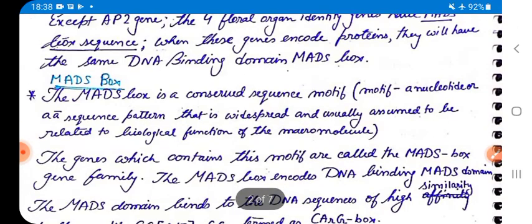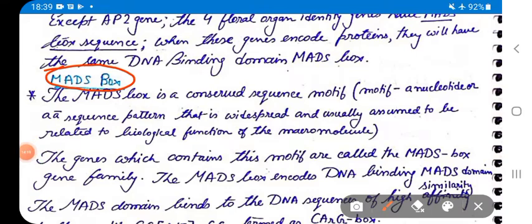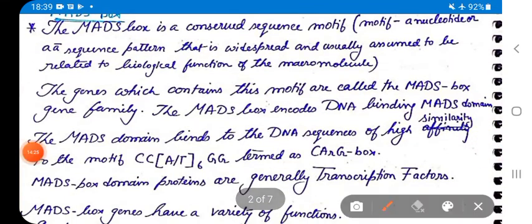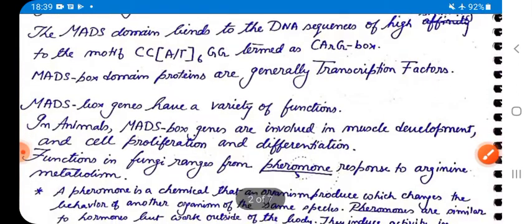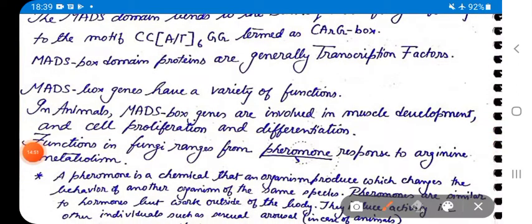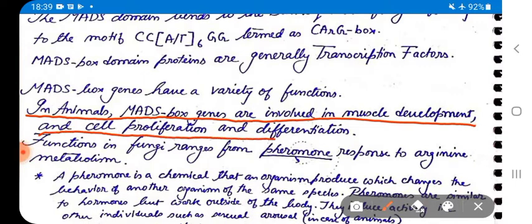I think you have understood this part. I will try to recapitulate, to revise this part again. I have said about the MADS box that all the floral organ identity genes, except AP2, except Apetala 2, have this MADS box. The MADS box is a DNA binding motif and it binds to a sequence called the CArG box. The proteins that have this MADS box domain are transcription factors. And MADS box genes have a variety of functions, like in animals, where they are involved in muscle development and cell proliferation and differentiation.